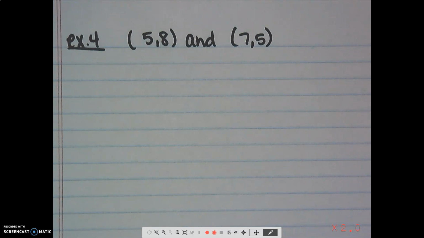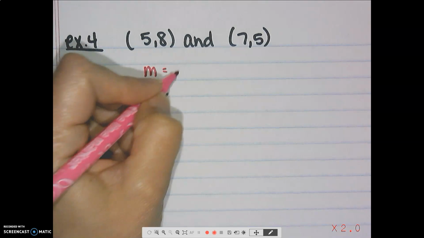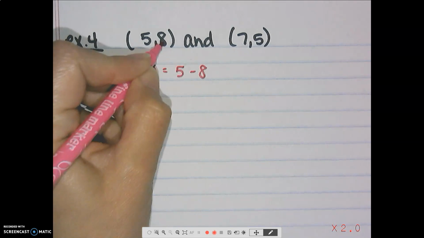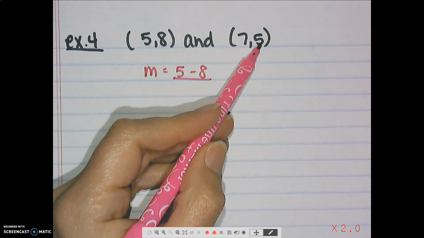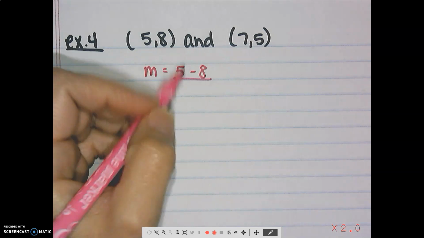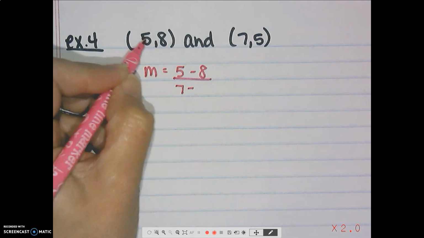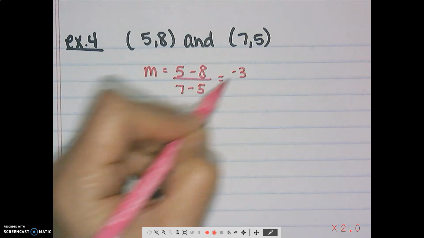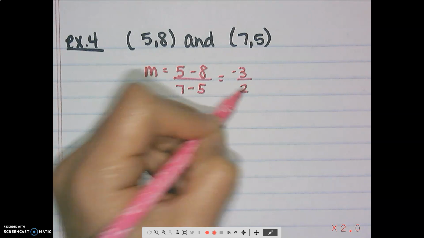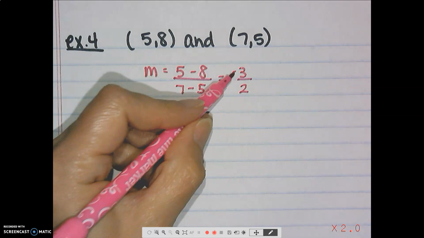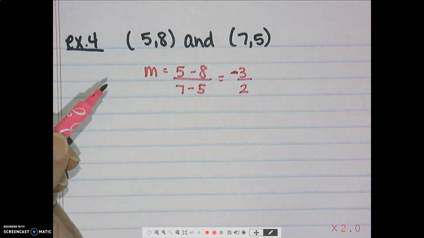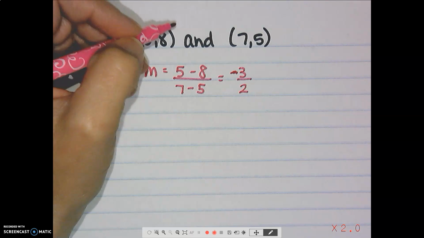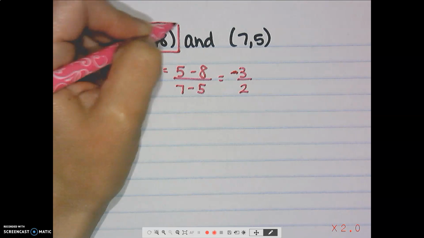So we have the points (5, 8) and (7, 5). So first step is to find the slope. So 5 minus 8. Since I started with this y value of 5, I need to start with the x value of 7 and then subtract my 5. So 5 minus 8 is negative 3. 7 minus 5 is 2. So our slope is negative 3/2 because that cannot simplify. Okay, so we're going to pick a point. I'll go ahead and pick the first one here.